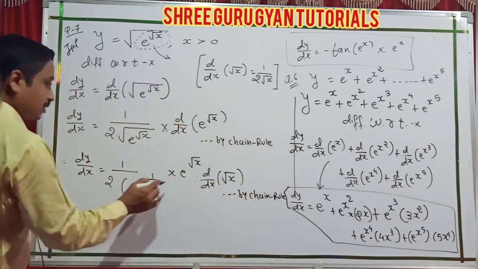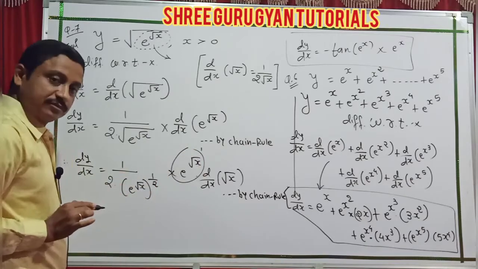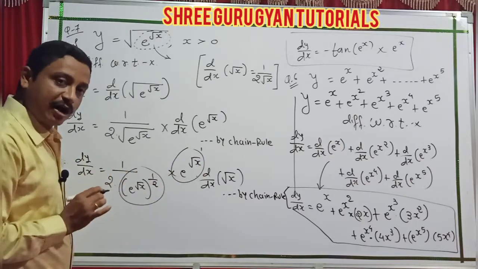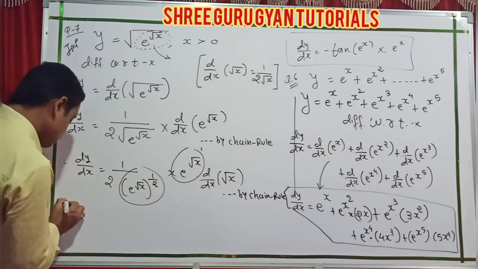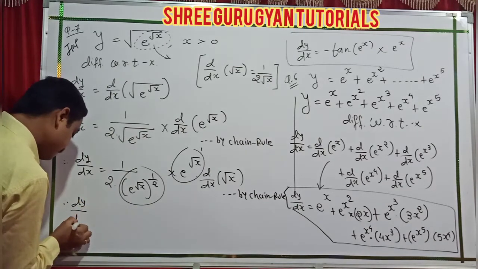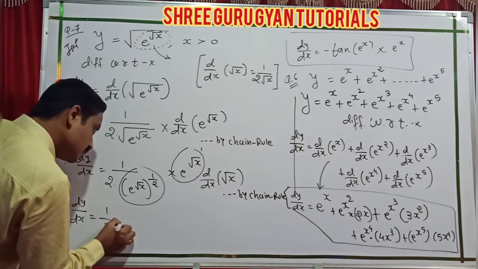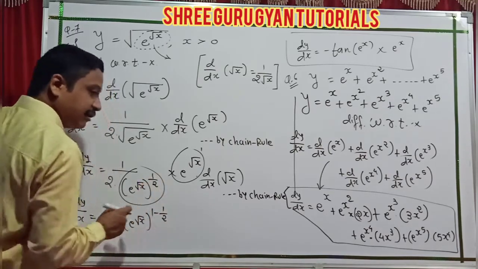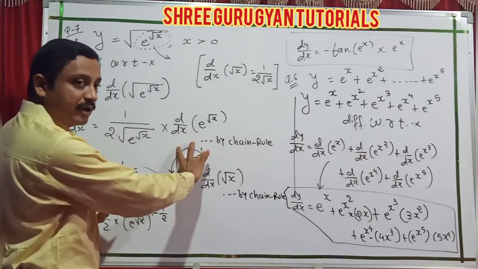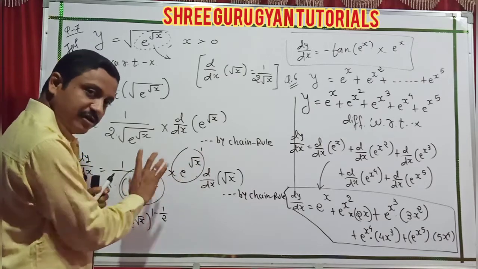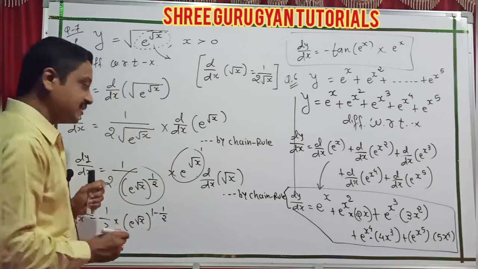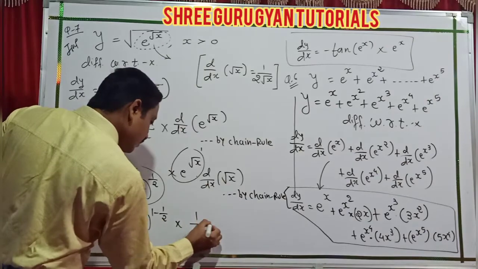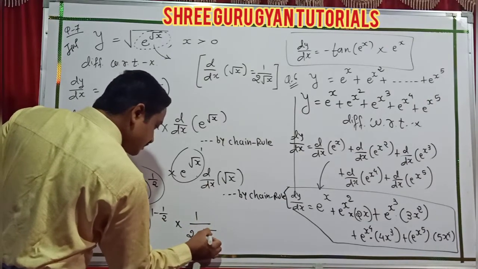So this function has power 1 and this function has power half. So both I merge. dy/dx equals half into e raised to root x to the power 1 minus half. Again repeat, students. Here raised to power 1 and here raised to power half. So 1 minus half, it is as it is. And here the root x derivative is 1 by 2 root x.